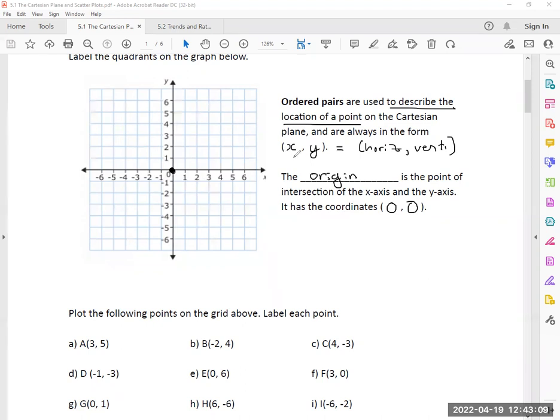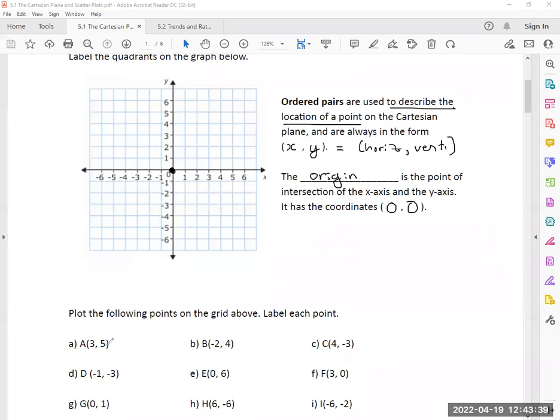So this is a system. Here, there's actually no calculation involved. It's just counting and using your observation skills. And so I really hope that everyone will be okay with this lesson and that they are able to identify each of these points without making careless mistakes. So let's do this as an exercise. Plot the following points on the grid above. Label each point. You ready?